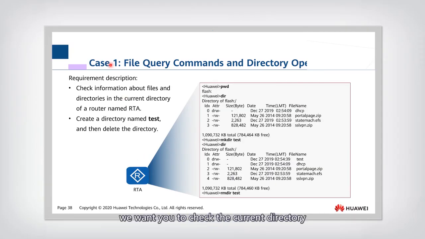We want you to check the current directory and check all the files in the current directory. So yeah, that's very easy. You can use the pwd to check the current working directory and use the dir to check all the files in this current directory, right? And another one, we want you to create a new directory and then delete the directory.